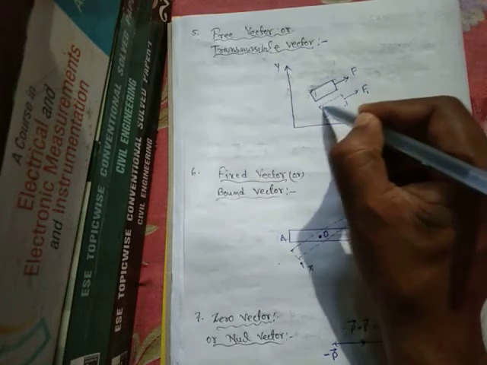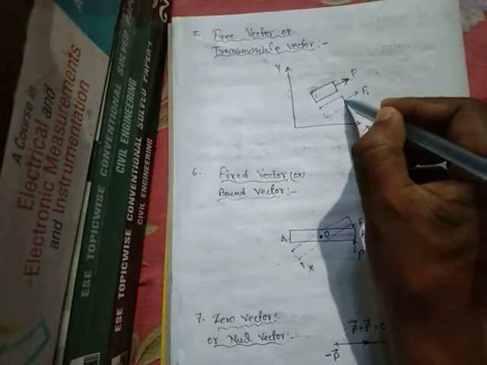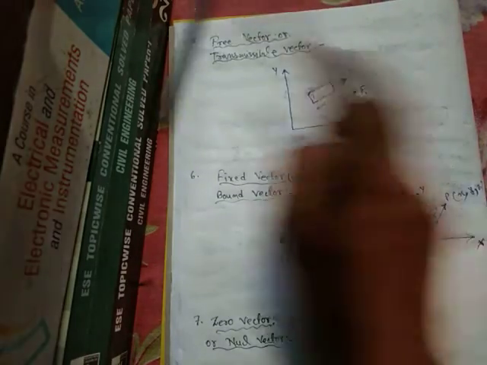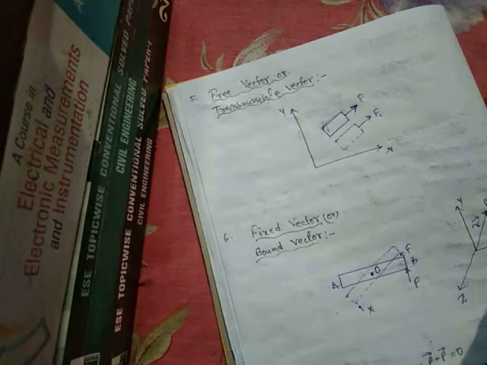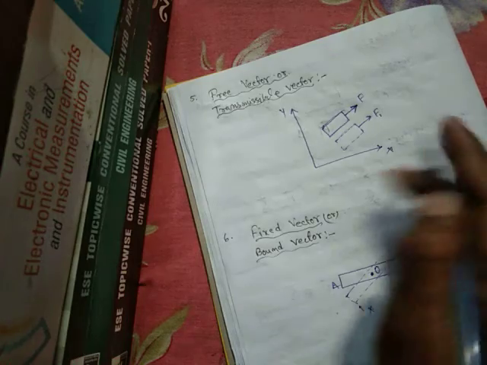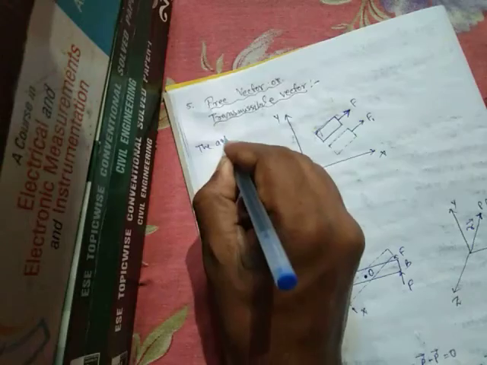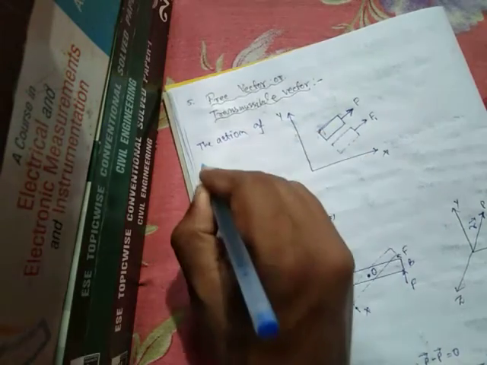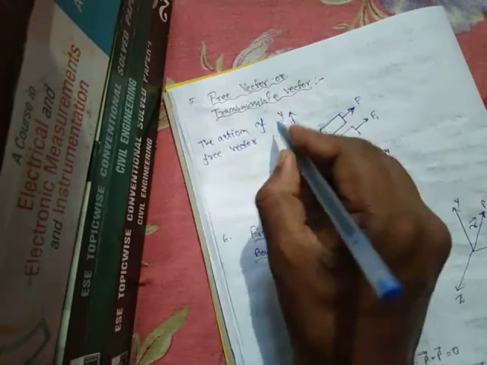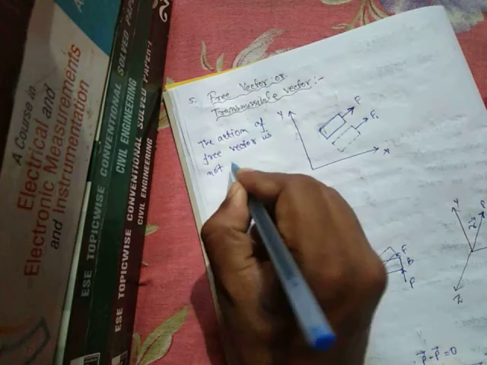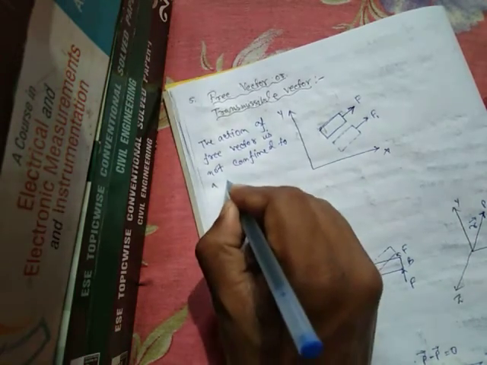এখান থেকে ভেক্টরটাকে মুভ করছে এখানে, তার ম্যাগনিটিউড থাকছে, ম্যাগনিটিউড অলসো ইট ক্যান বি চেঞ্জ অর সেম, ইট ইজ নট ম্যাটার ইন ফ্রি ভেক্টর। তাহলে এখানে আমরা লিখতে পারি দ্য অ্যাকশন অফ ফ্রি ভেক্টর ইজ নট কনফাইন্ড টু এ ইউনিক স্পেস। The action of free vector is not confined to a unique space.